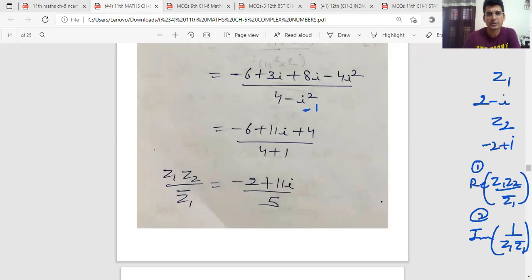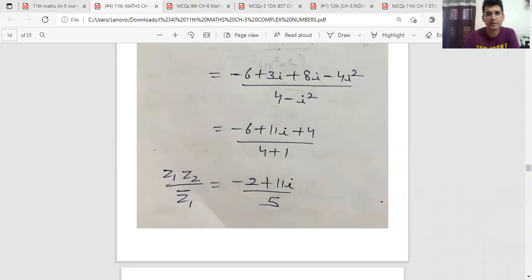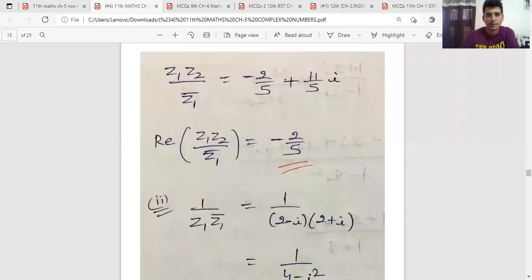Z1, Z2, Z1 conjugate value is minus 6 plus 4, that is minus 2 plus 11 iota, over 4 plus 1, 5. And it can be written as minus 2 by 5 plus 11 by 5 iota. Now if I have to find the value of its real part, this is the real part. So it will be equal to minus 2 by 5. So the value of the real part is minus 2 by 5.